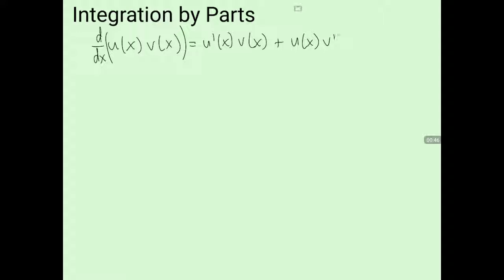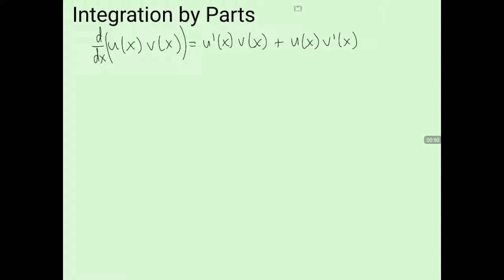So let's have two functions here. Our first function, u of x, and we're going to multiply it by our second function, v of x. Now remember, if we differentiate this with respect to x, then what we're going to get from our product rule of differentiation is u prime times v plus u times v prime.